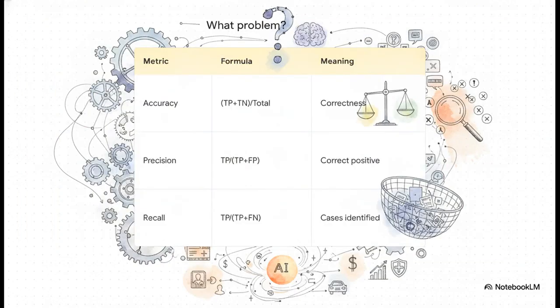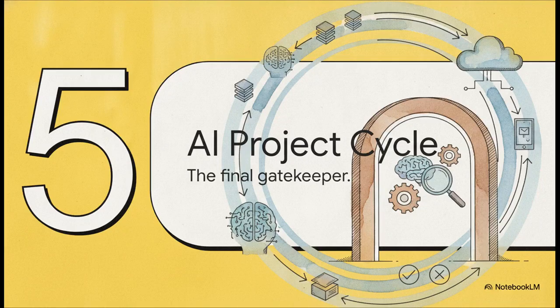So the crucial point is that context is absolutely everything here. Accuracy gives us overall correctness, precision tells us the reliability of our positive predictions, and recall shows our ability to identify every single true case. You really can't just look at one of these numbers in a vacuum. You always have to ask yourself, what exact problem are we actually trying to solve? Because that specific real-world problem is exactly what determines which metric is the most important for evaluating if an AI is successful.